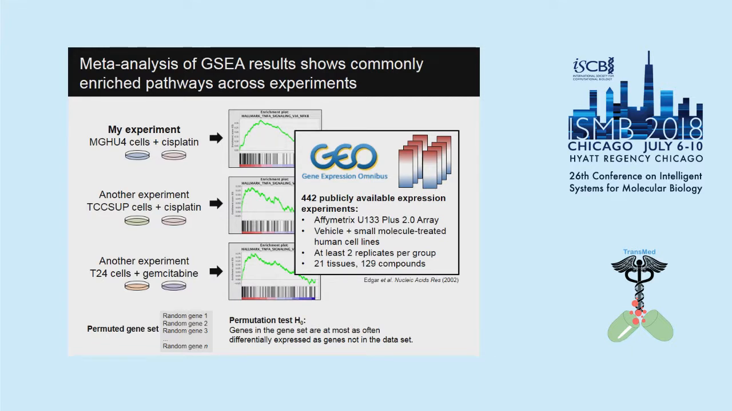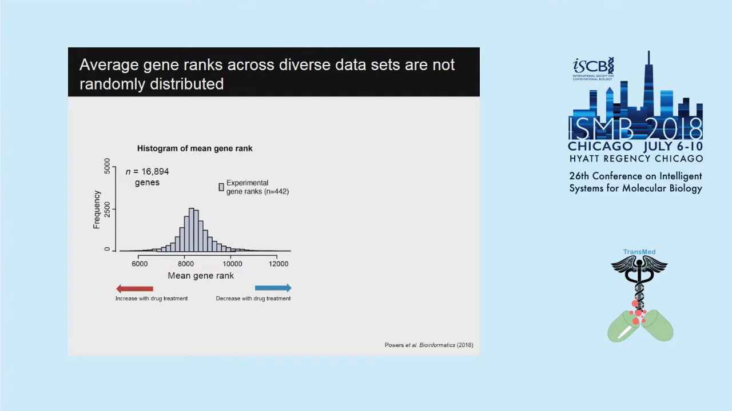So in total, 21 tissues and 129 different small molecule compounds were represented. I took all of these data sets and performed the standard differential expression analysis that I had been doing to arrive at 442 ranked gene lists. So the first thing I did when I had these ranked lists was just plotting the average rank for each gene across those 442 data sets.